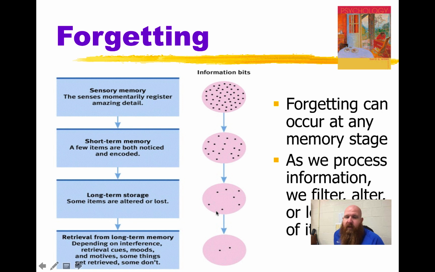When you want to remember that, although there may be 1, 2, 3, 4, 5, 6, 7 bits of information put in long-term memory, you're only going to remember 2 of those. So 2 of those are taken from long-term memory and brought back to short-term so they can be experienced. So as we process information, we filter, alter, or lose a lot of it. And this is why a lot of times first-hand accounts are not as reliable as we think they are.